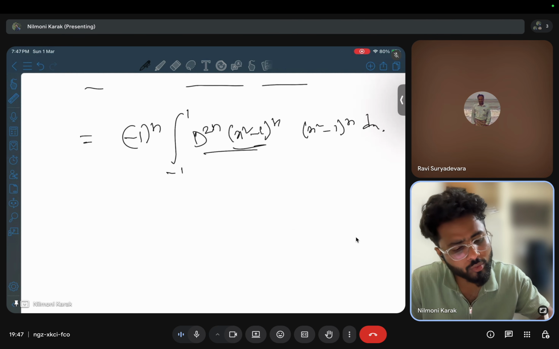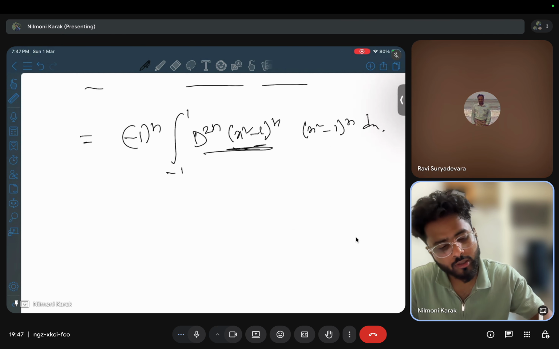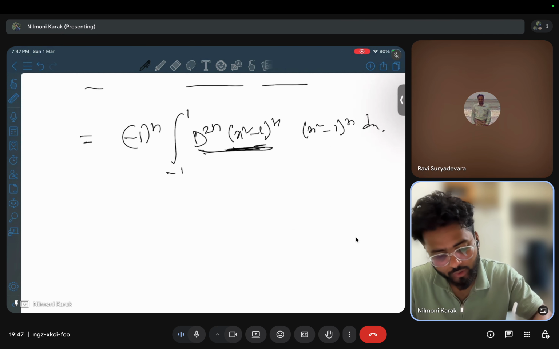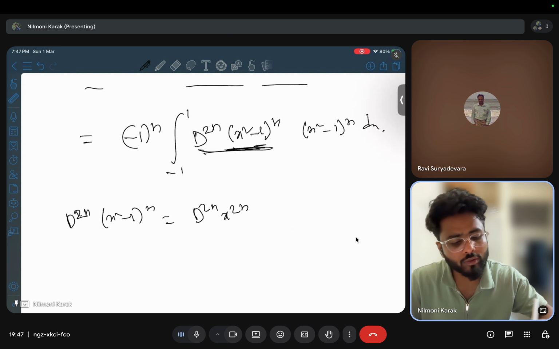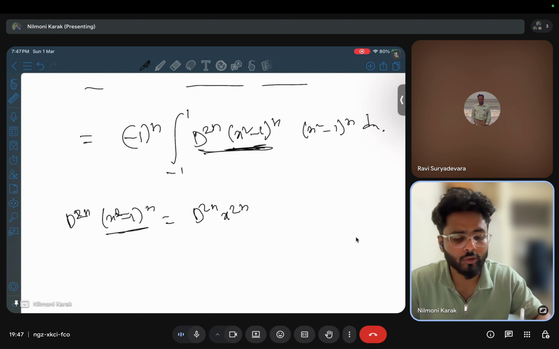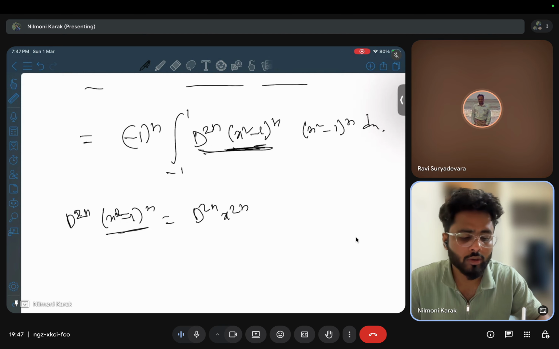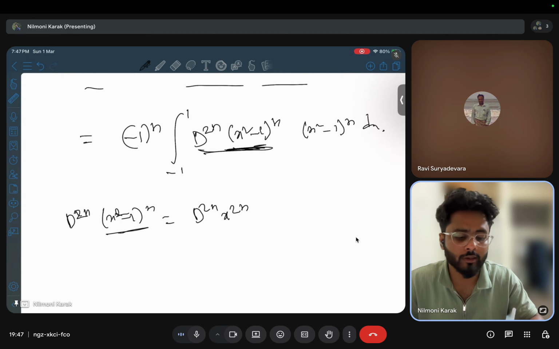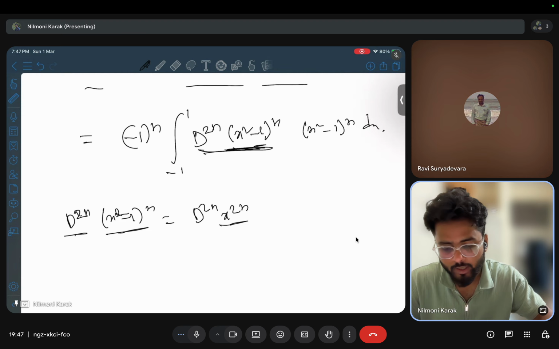Now one thing, you know how to take the derivative. So d^(2n) of (x² − 1)^n equals d^(2n) of x^(2n), because the lower terms remain lower terms. So the highest term is x^(2n). If you differentiate x^(2n) 2n times, the other terms vanish. So we are taking only this term, and this is just (2n)!.